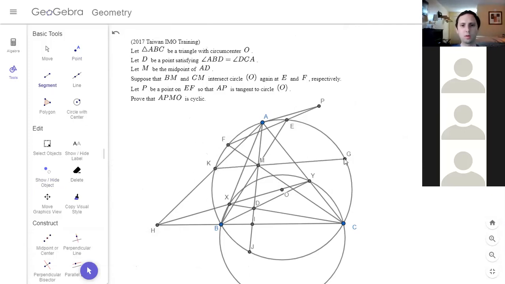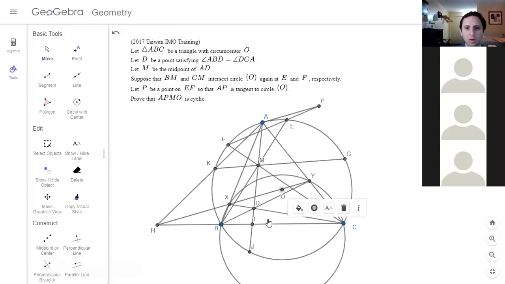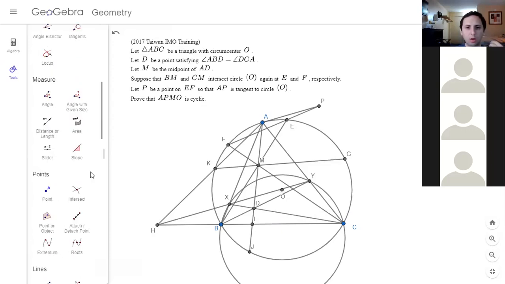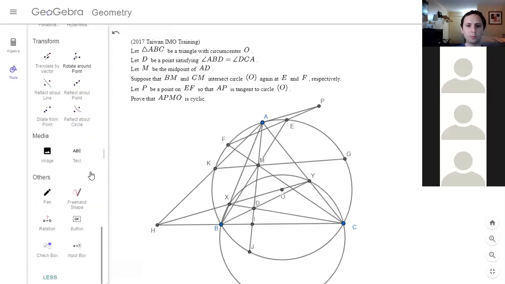Now we would prove that AMOG is cyclic and AMPG is cyclic. That would prove APMO cyclic. Yeah, so after proving DK perpendicular to AH, we would claim that MG is equal to MJ. Basically, M flips the line. So this would prove that AMOG is cyclic by an angle chase.